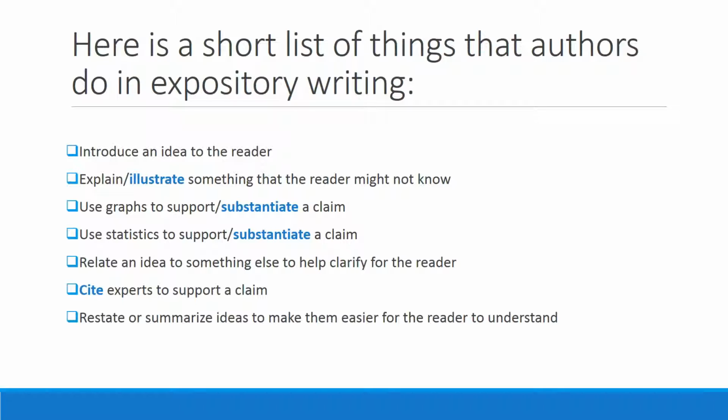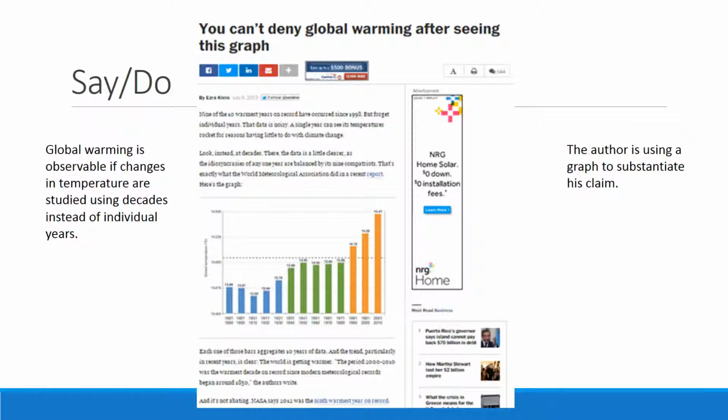They might cite experts to support a claim, and they might restate or summarize ideas to make them easier for the reader to understand. So we're going to look at a text together, and we can have this list in front of us to see if the author does any of these things. Now, these are not the only things that authors do, but these are things that you would probably run into fairly regularly. I just wanted to go over the say-do with you again.